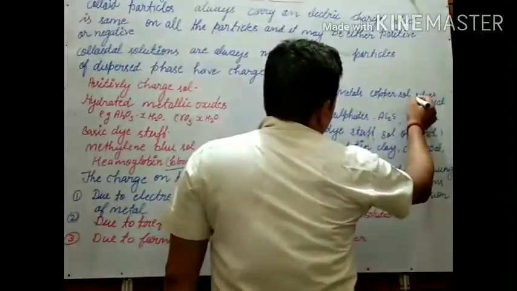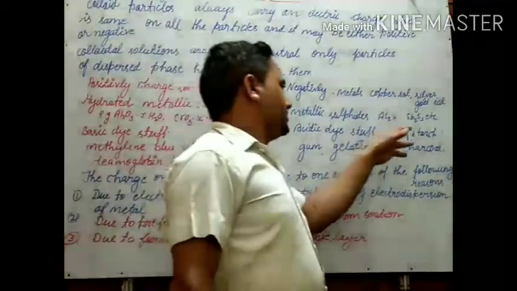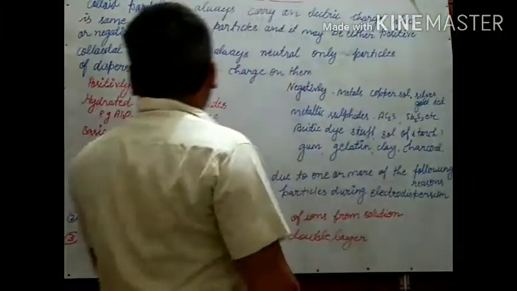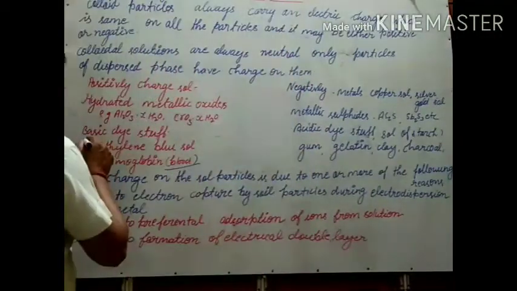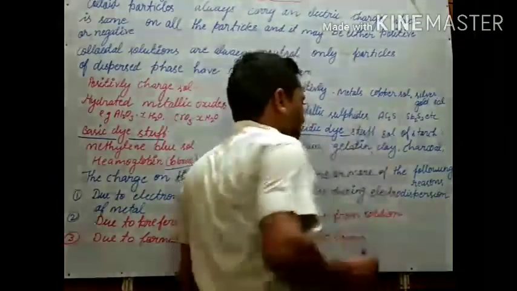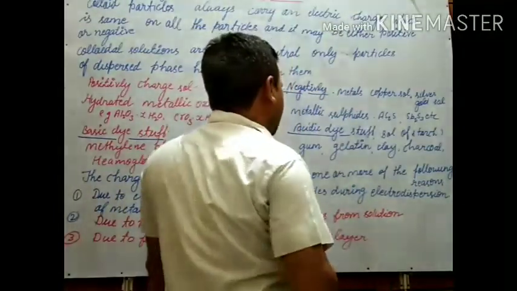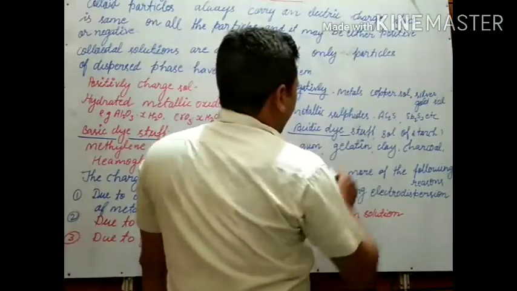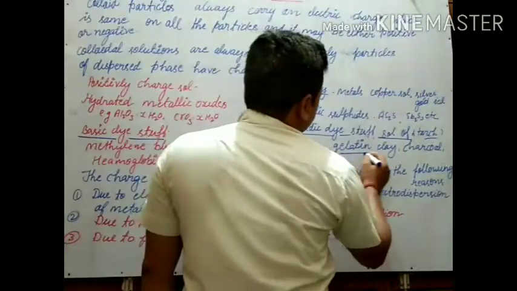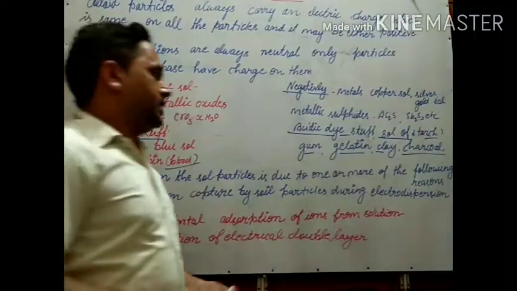And next, negatively charged colloids: metals, copper salt, silver salt and gold salt. Metallic sulfides like As2S3, Sb2S3, etc. Acidic dyes are the negatively charged colloids. Salts of starch, gum, gelatin, clay and charcoal are examples of negatively charged colloids.